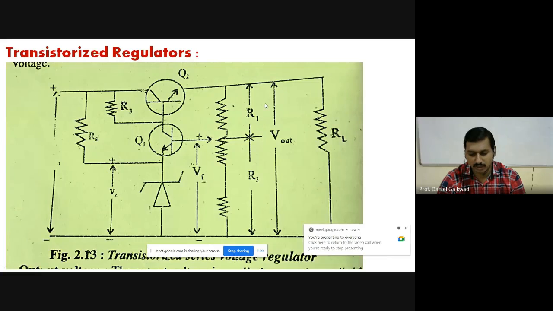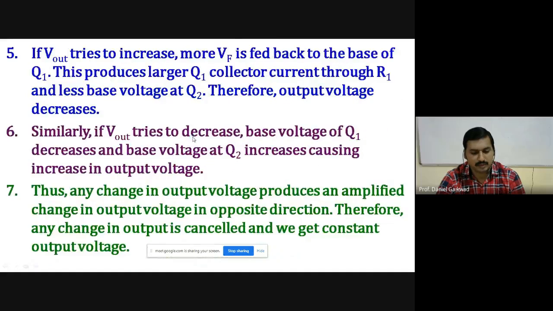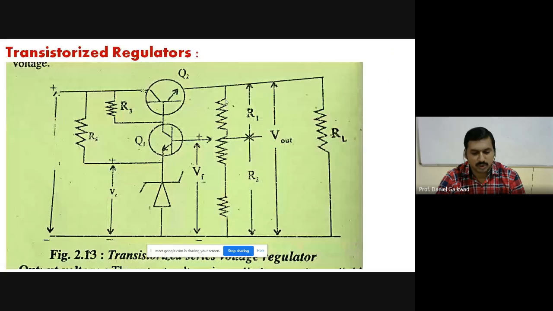In the previous lecture, we discussed the concept of the transistorized regulator. We have already learned the working of the circuit. What remains is some formulas from the diagram. We have two transistors, Q1 and Q2, and based on that we have the working of the transistorized regulator, how the regulator works and how the output voltage remains constant. That we already learned.